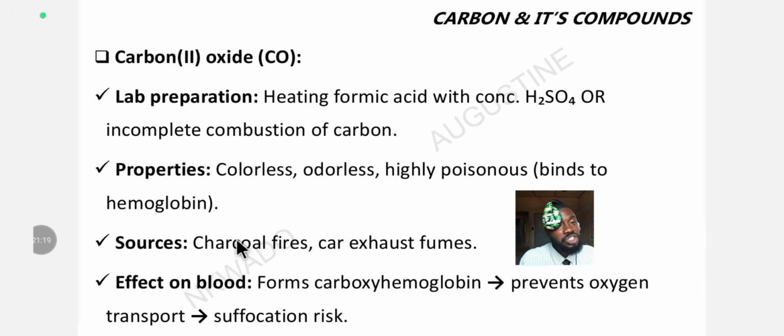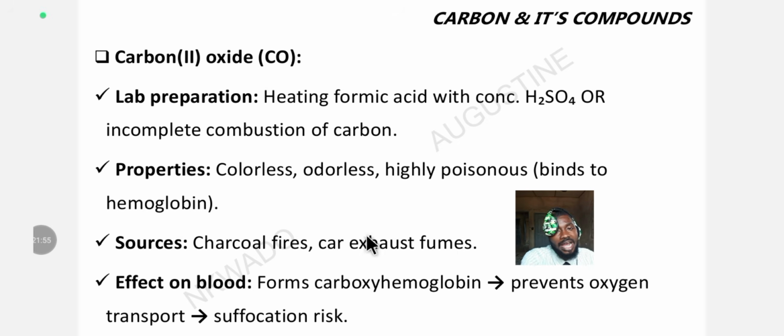It forms from charcoal fire, when you burn charcoal, and car exhaust fumes. Why does it form in the car exhaust fume? Because the combustion that occurs in cars occurs inside the cylinder of the engine in an enclosed system. Enough oxygen doesn't reach there, so carbon monoxide forms. But if you burn fuel in the atmosphere, it's going to form carbon 4 oxide because there is sufficient amount of oxygen. Because combustion in cars occurs in a closed system, it leads to the liberation of carbon 2 oxide.